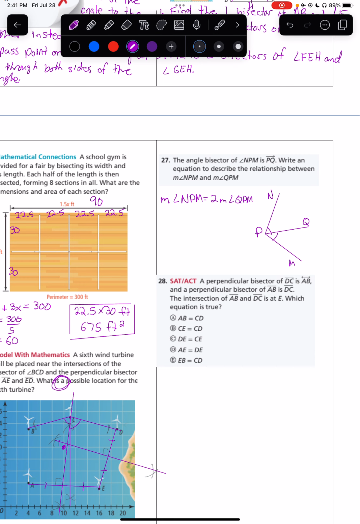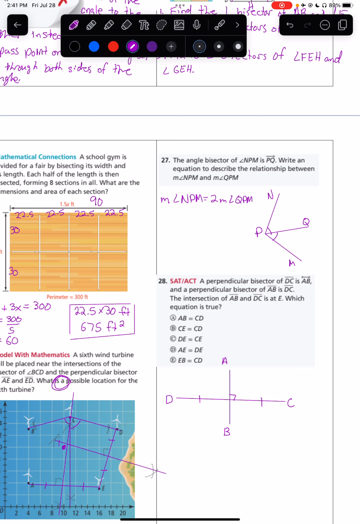And then finally, number 28, a perpendicular bisector of segment DC is line AB, and a perpendicular bisector of segment AB is DC. Let's draw that. So we've got line DC, and it says a perpendicular bisector of this line is line AB. So there's a line. We're going to pretend that's perpendicular. We can draw the little perpendicular symbol, and it bisects DC. So we know that this side is bisected.